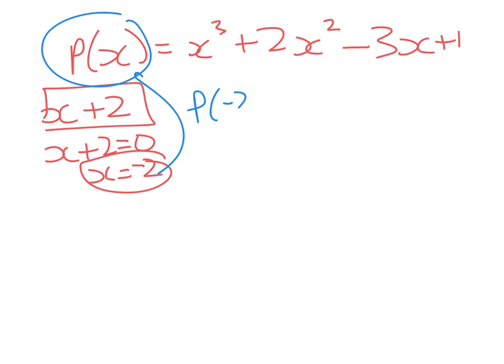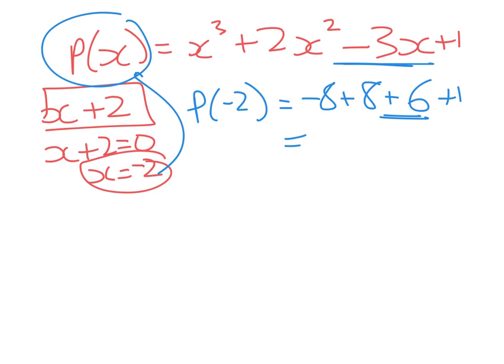So we have p at negative 2, so that equals negative 8 plus 6 plus 6, here, plus 1, so that equals 7.